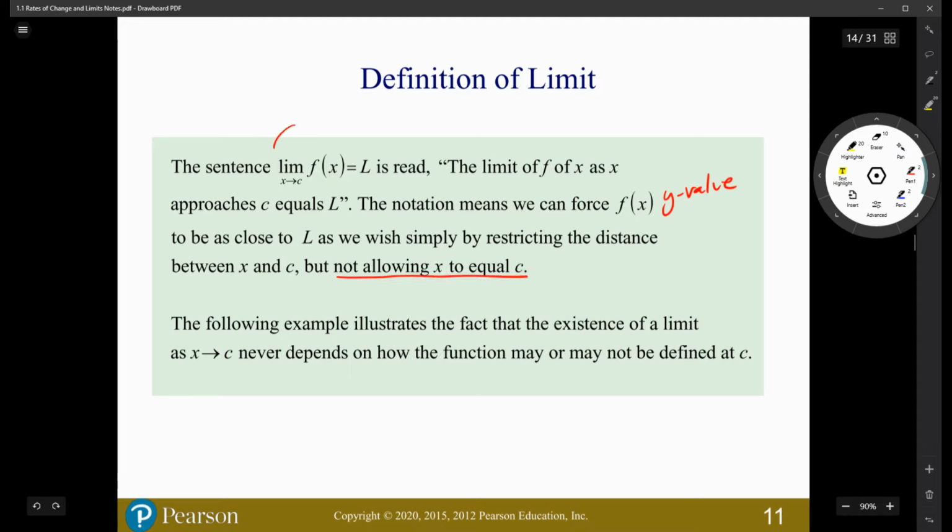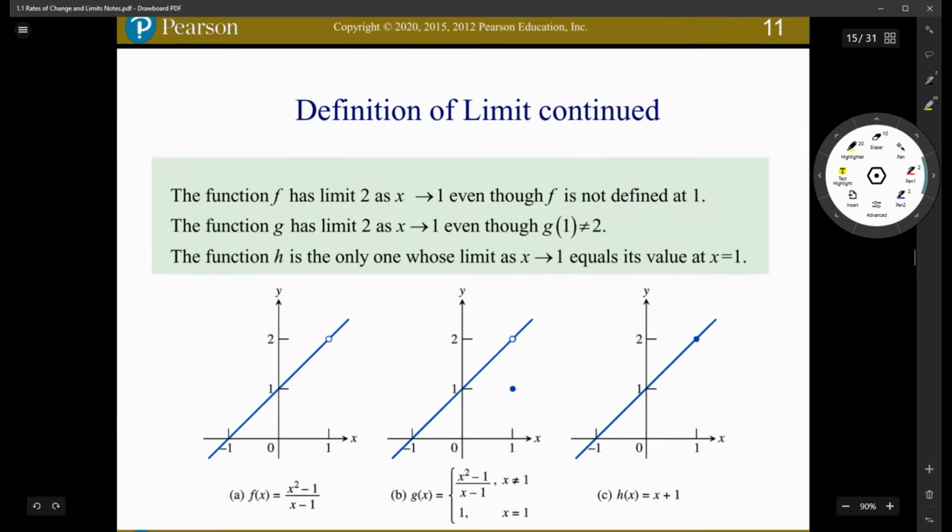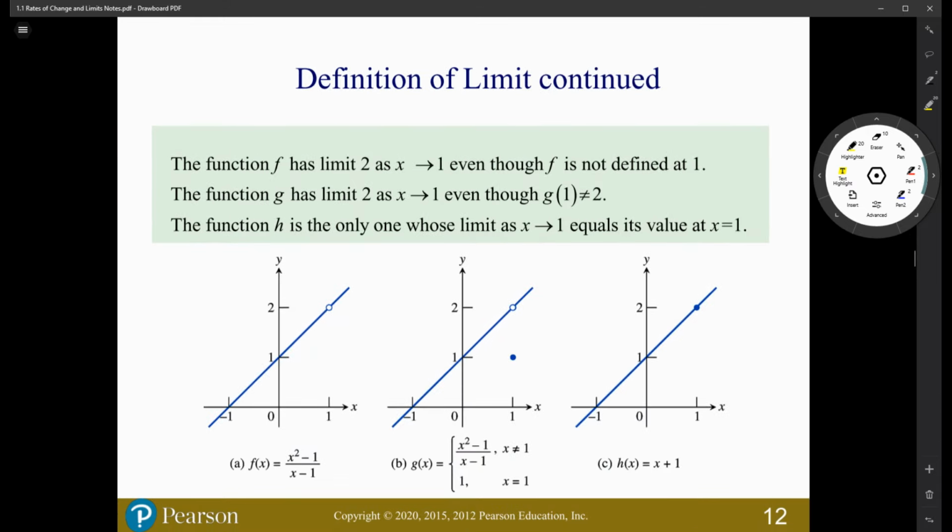This limit does not mean x is equal to C, okay? Get that out of your minds. This means x gets very, very close to C. What happens to the y value of f of x? It goes to L. So the following examples we're going to see on the next screen show that it really doesn't matter if x is equal to C or not. The limit might be different things. So here's our definition continued with some examples.